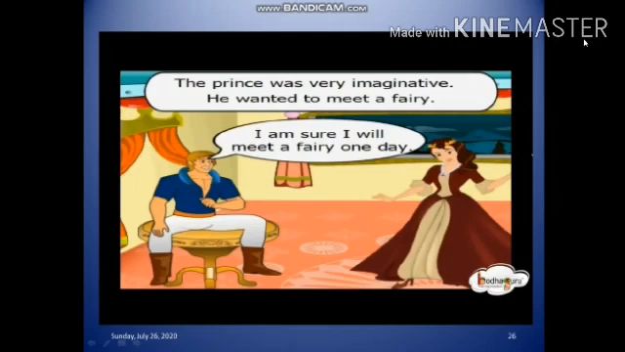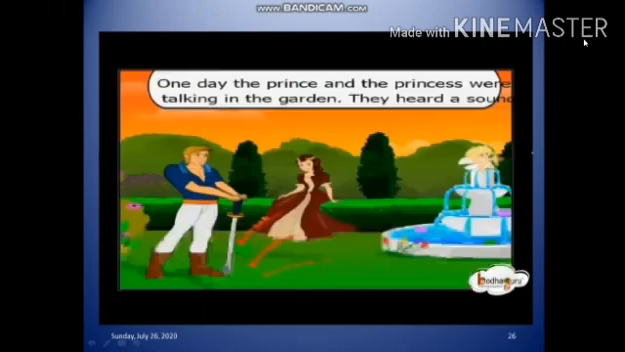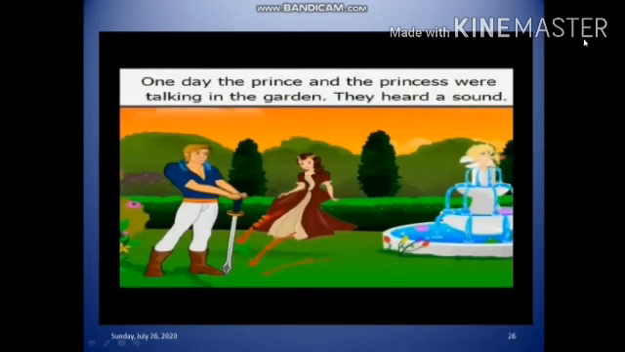One day, the prince and the princess were talking about their dreams. The prince said, "I am sure I will meet a fairy one day." The princess didn't believe in magic. She made fun of the prince. The princess laughed and said, "Only children believe in fairies." One day, the prince and the princess were talking in the garden. They heard a sound.